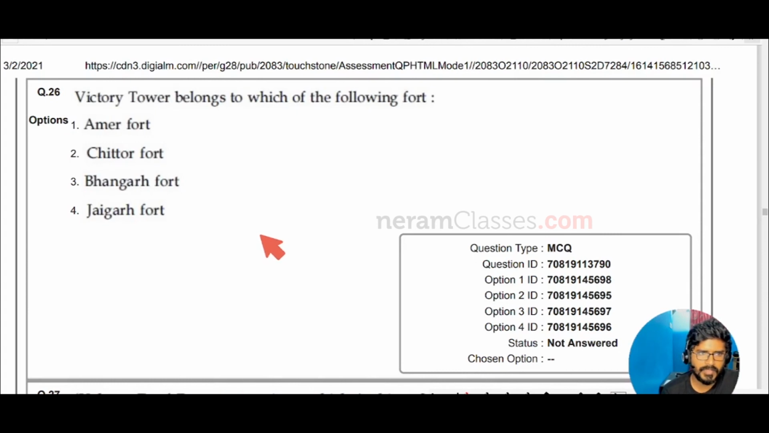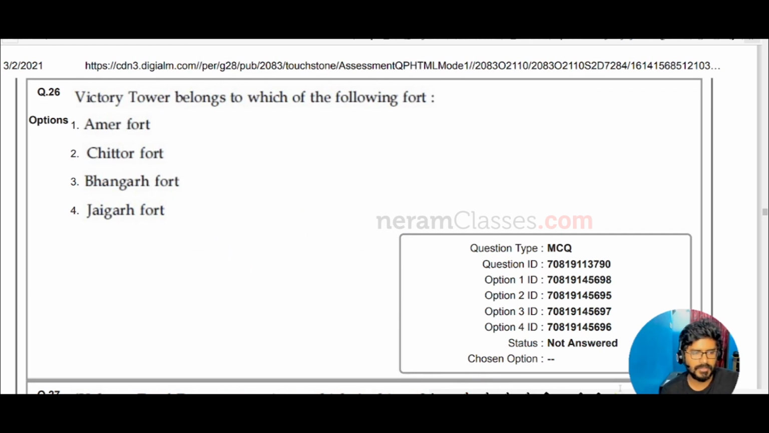Now the question number 26. Victory Tower belongs to which of the following forts? Amber Fort, Chittoor Fort, Bangar Fort, Jaikar Fort. So Victory Tower, if you have studied history of architecture, Islamic architecture, you would have come across this. Victory Tower is known as Kirti Stamba. So it's actually located in Chittoor.